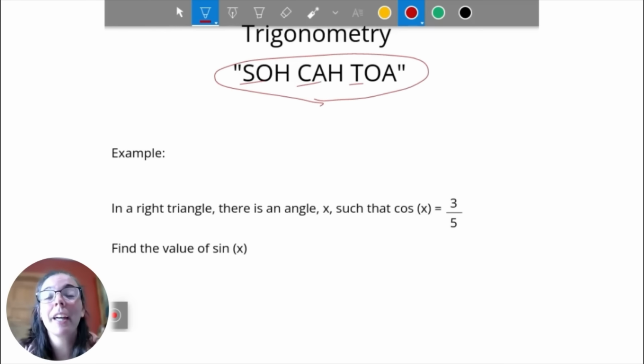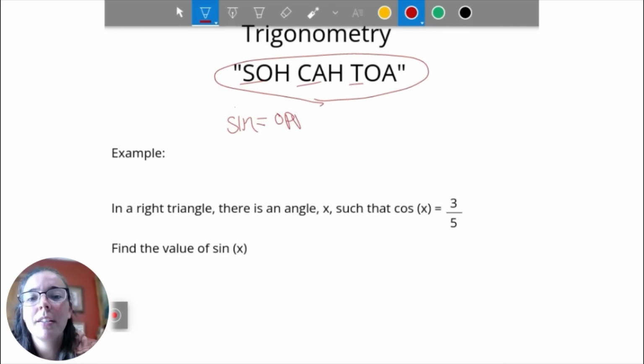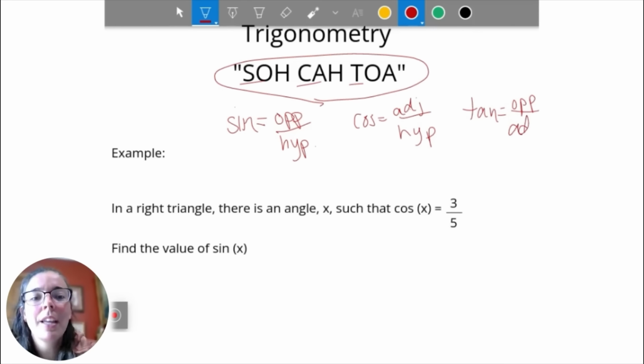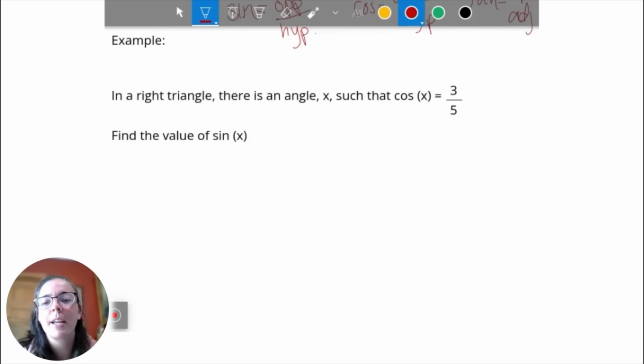And with trigonometry, a lot of times we're talking about right triangles, and that helps us remember the sine, cosine, and tangent functions. So sine is going to be the opposite side over the hypotenuse. Cosine is going to be the adjacent side over the hypotenuse. And then tangent is going to be the opposite side over the adjacent side. So what does that mean? Let's look at an example.